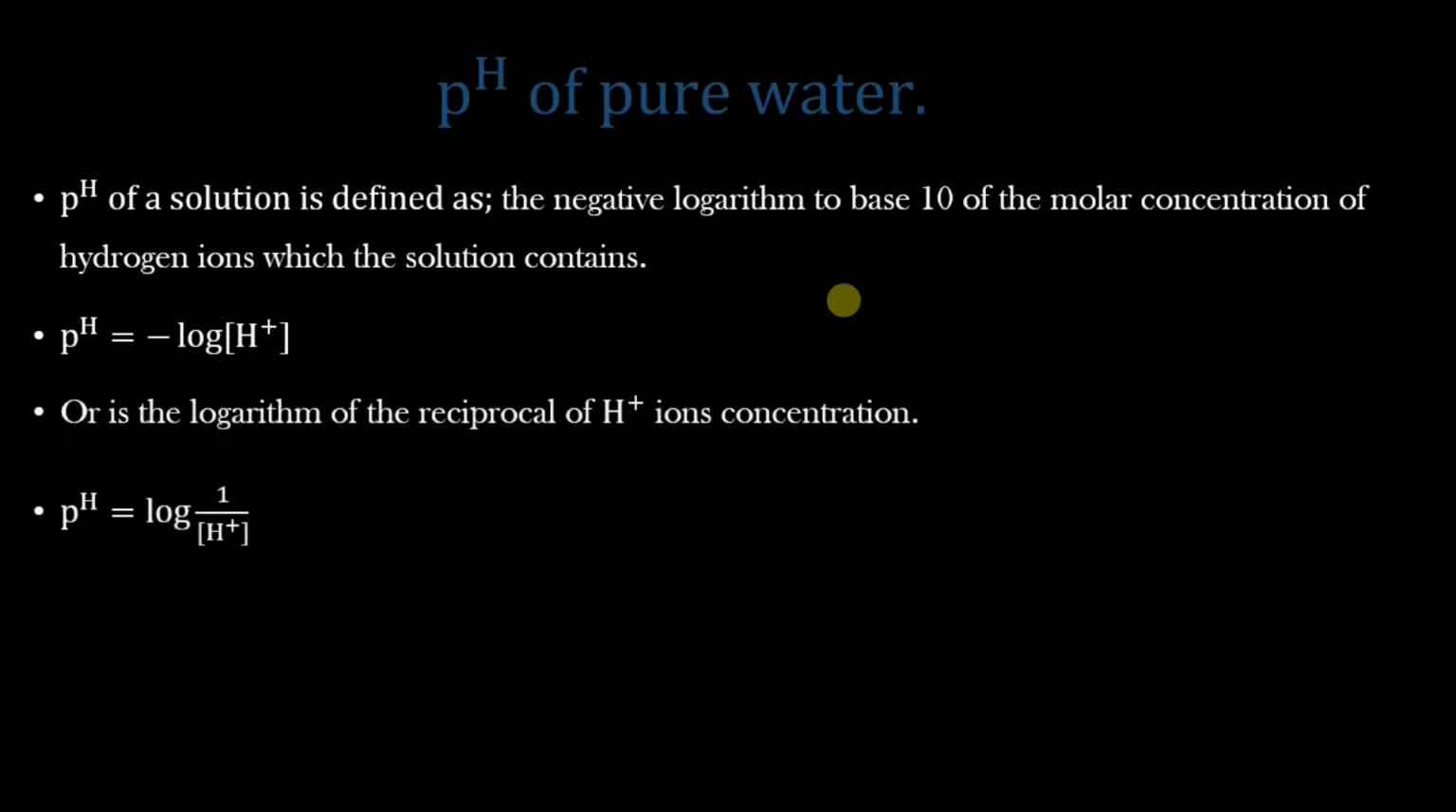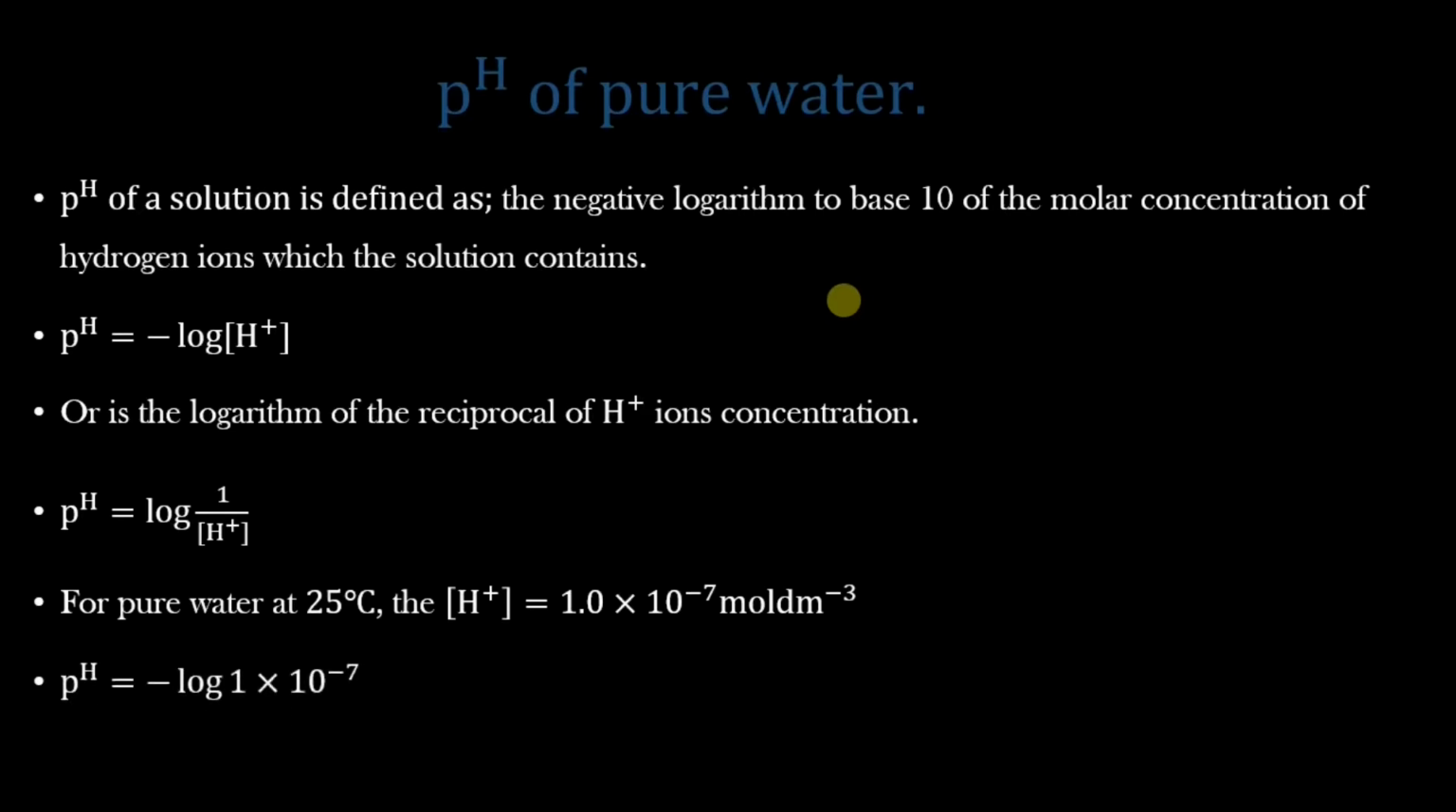Mathematically, pH is given by log to base 10 of 1 over the molar concentration of hydrogen ions. Now, pure water at 25 degrees Celsius contains 1×10^-7 moles per liter of hydrogen ions, and if we substitute that in our equation for pH, we get negative logarithm to base 10 of 1×10^-7, and the value we obtain, if you press it in your calculator, is 7.